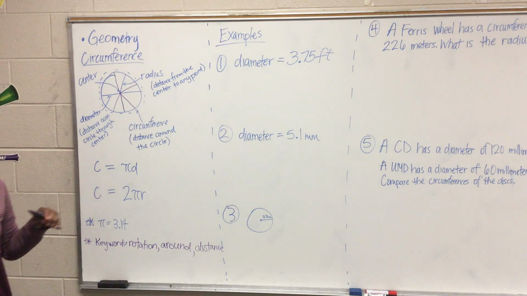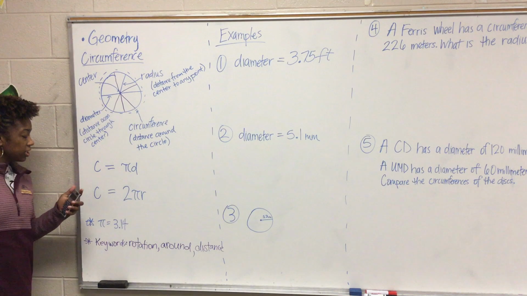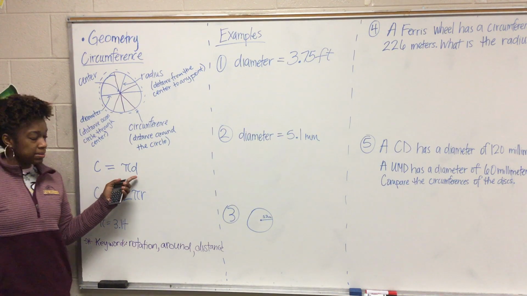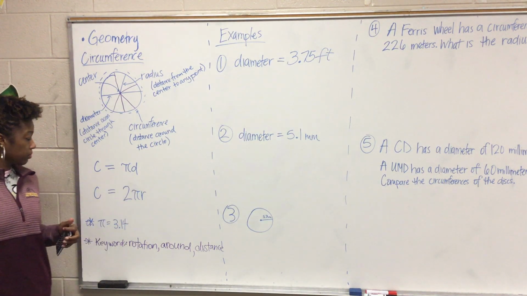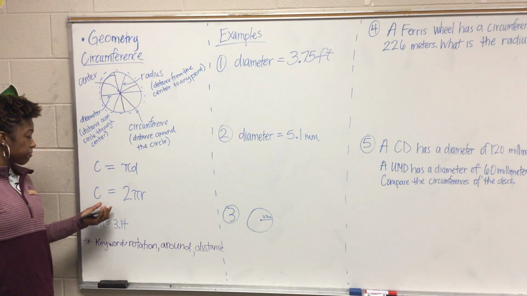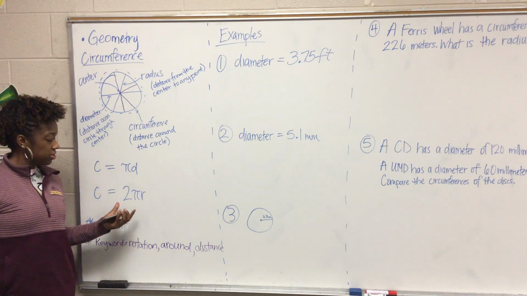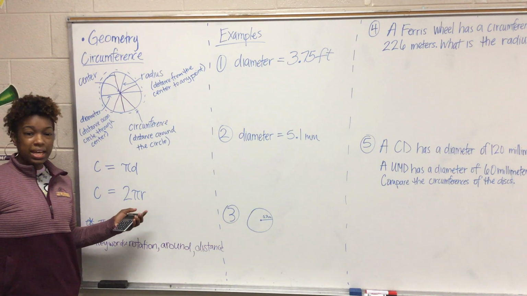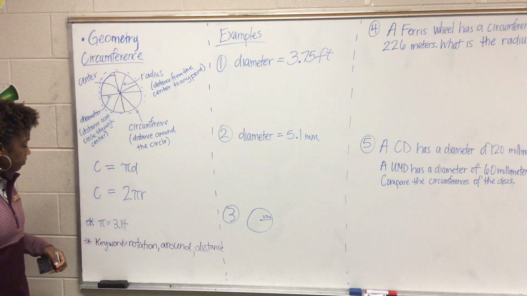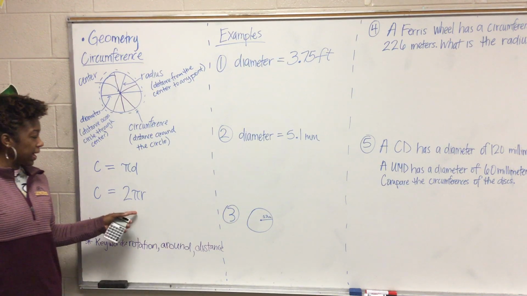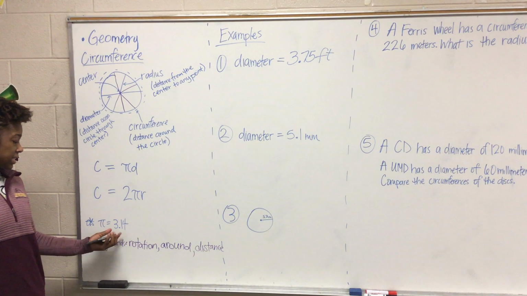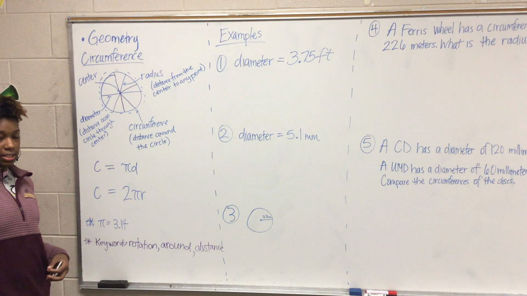So when you're trying to find the circumference of a circle, there are two equations. The circumference equals pi times d, or diameter. Or you can use circumference equals 2 times pi times the radius. Now when you're talking about pi, that is represented as the number 3.14.